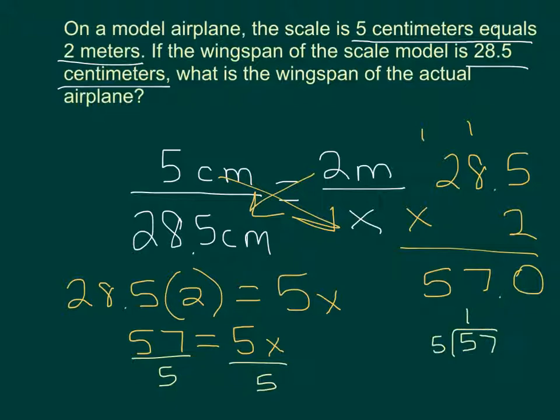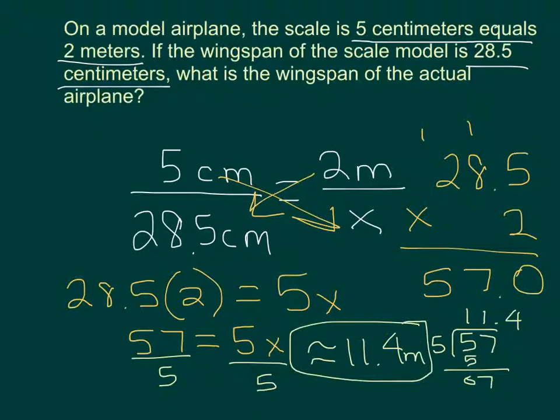5 goes into 5 one time. 5 goes into 7 one time with 2 left over. And then 5 goes into 20 4 times. So we would say approximately 11.4 meters is the actual wingspan of the airplane.